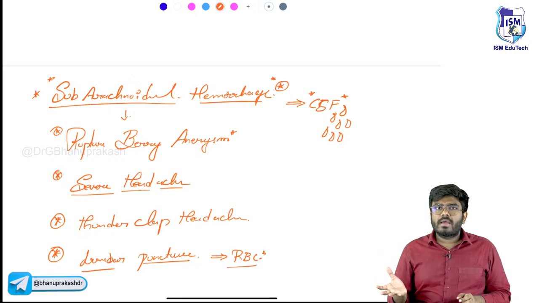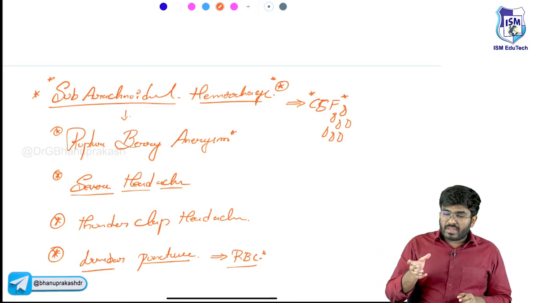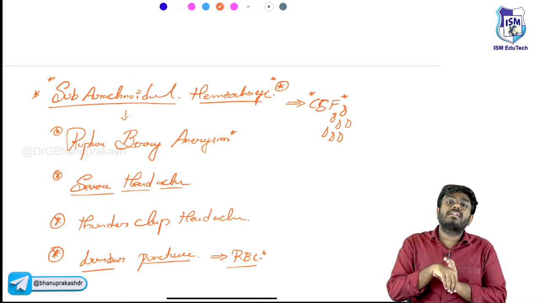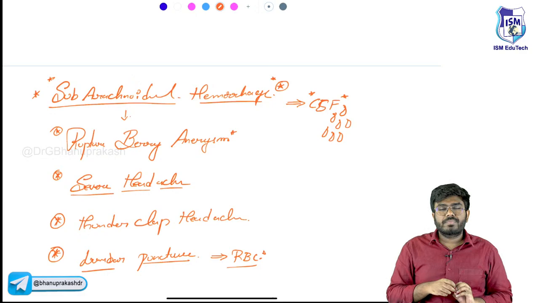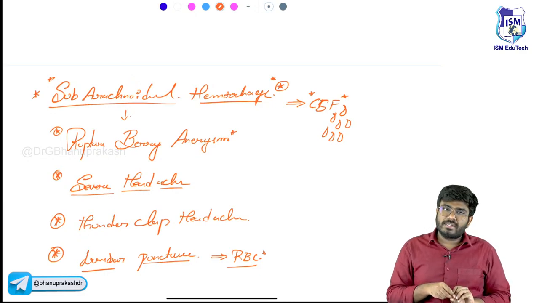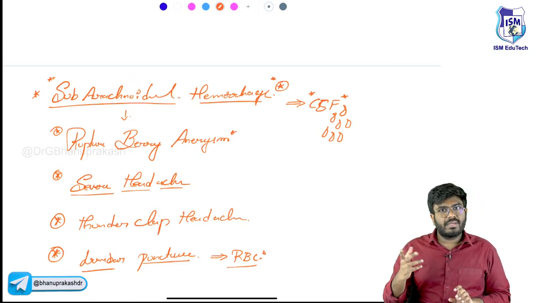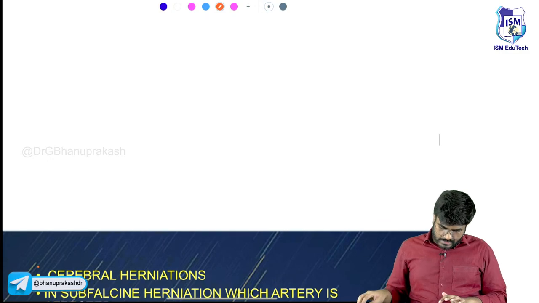There is a risk of herniations. If the uncus of the temporal lobe is herniating, see, onto what does it herniate? It herniates onto the midbrain, where the third cranial nerve will be affected. That will lead to oculomotor nerve palsy. The eye is going to show down and outward gaze with mydriasis. So with this, it is completed.